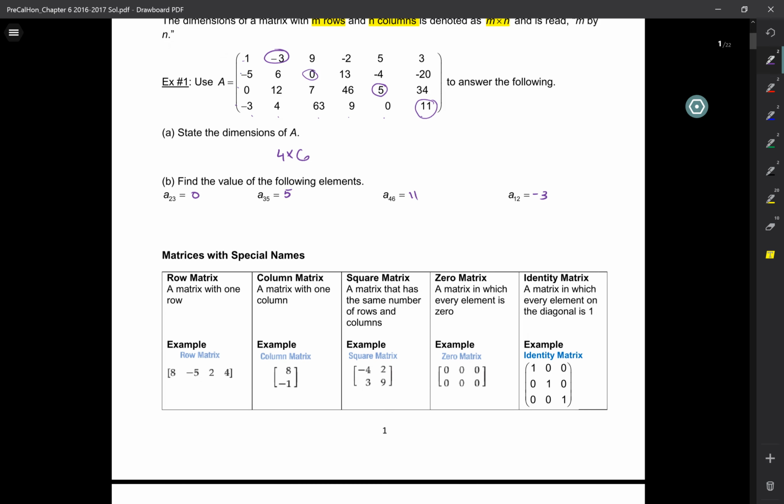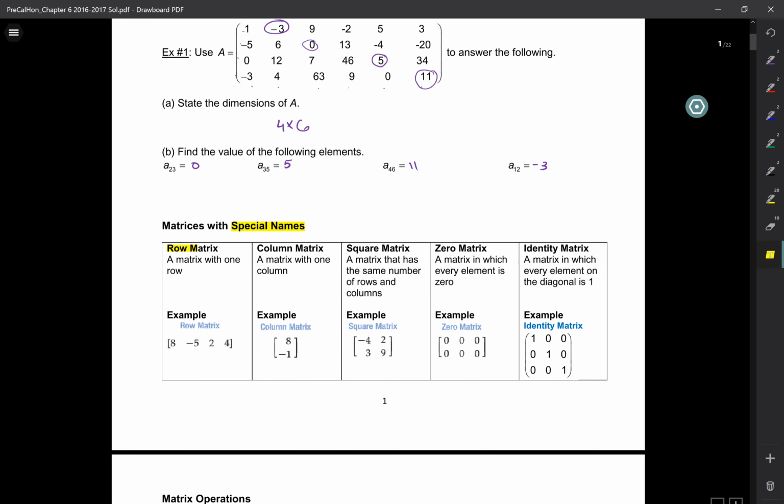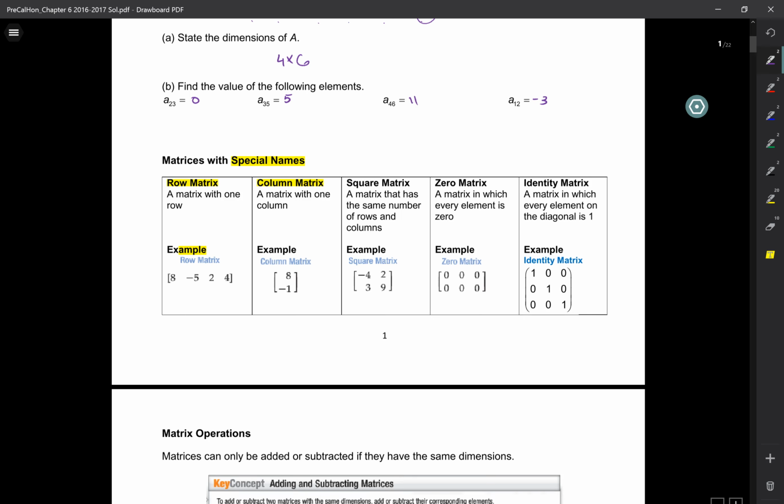Now, some matrices have special names. For example, a row matrix is a matrix with 1 row. Looks like this. All right. A column matrix is a matrix with 1 column. Looks like this. So the dimensions of this row matrix are 1 row, 4 columns. It's a 1 by 4. This is a 2 by 1. 2 rows, 1 column.